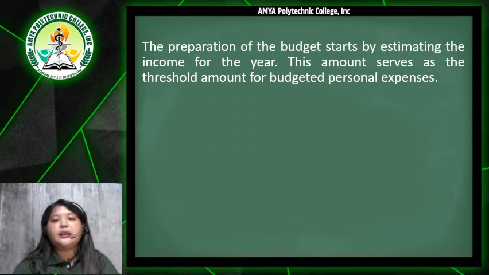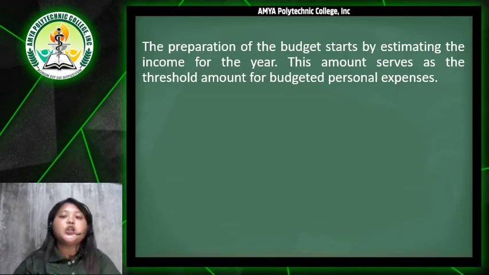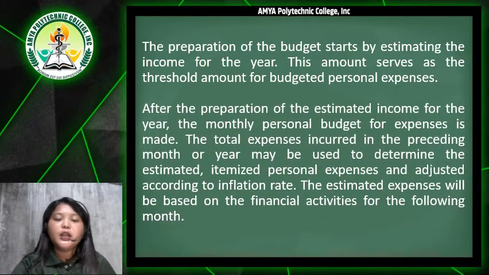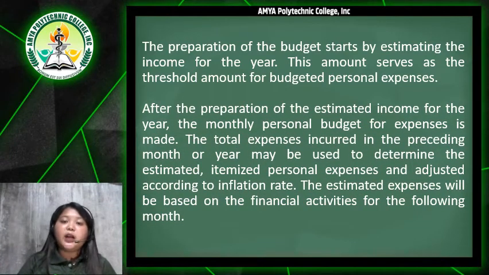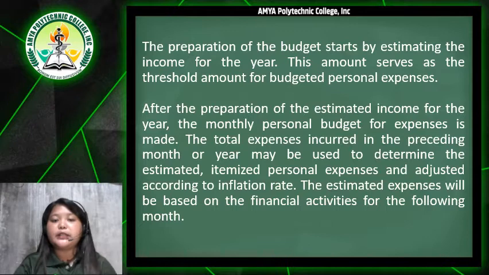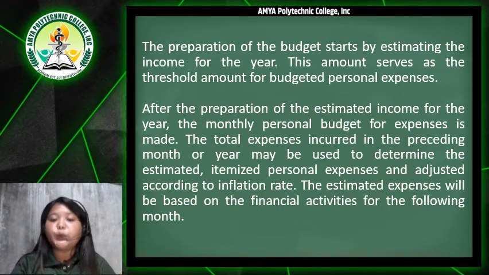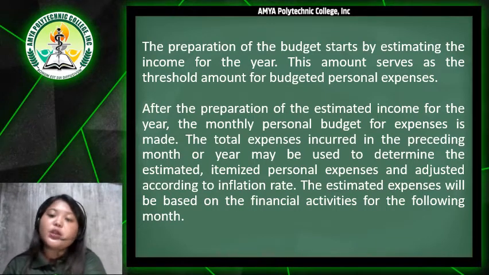The preparation of the budget starts by estimating the income for the year. This amount serves as the threshold amount of budgeted personal expenses. After the estimated income for the year is prepared, the monthly personal budget for expenses is made. The total expenses incurred in the preceding month or year may be used to determine the estimated itemized personal expenses, adjusted according to the inflation rate. The estimated expenses will be based on the financial activities for the following month.